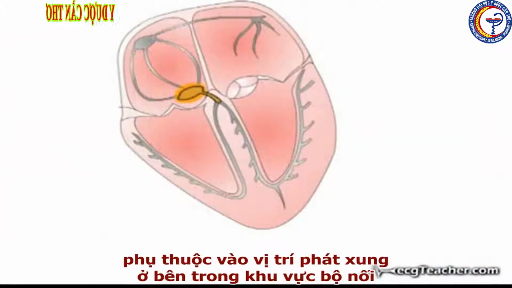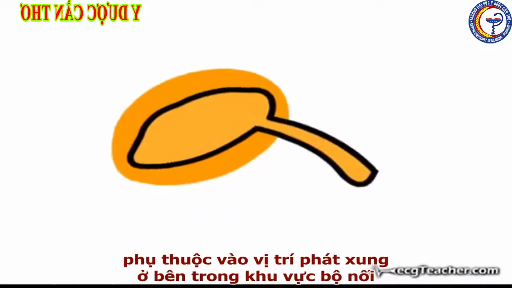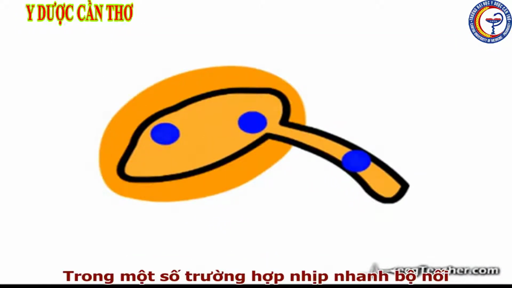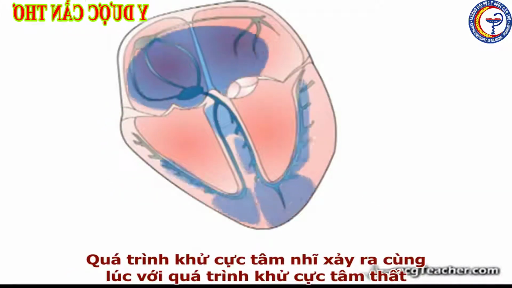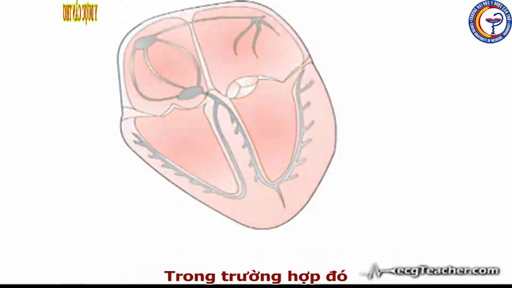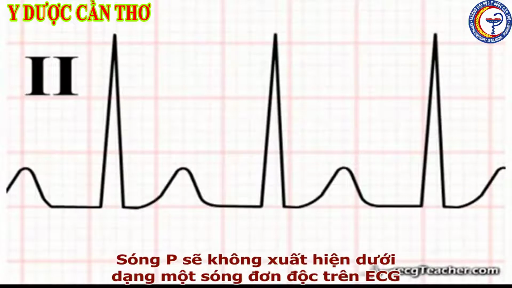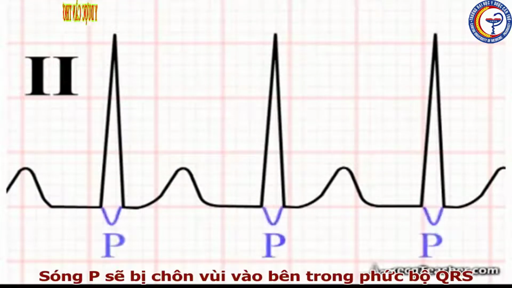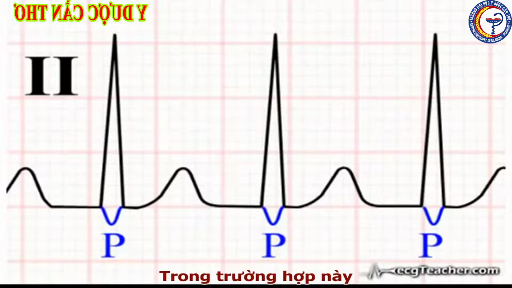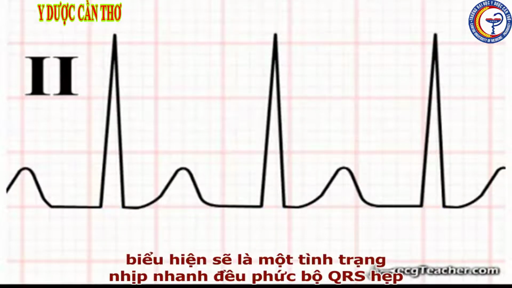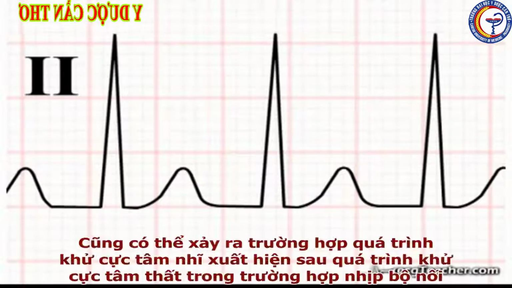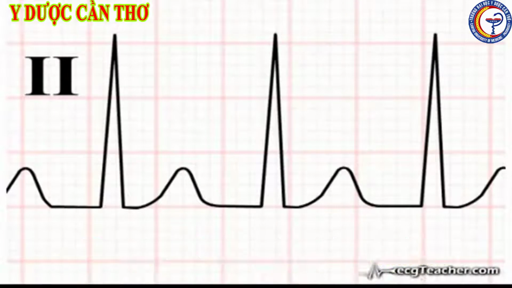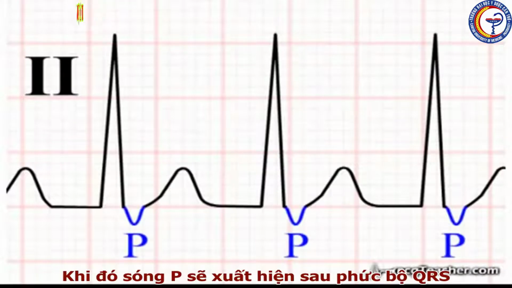In fact, depending on the site of origin of the discharge within the junctional region, in some cases of junctional tachycardia, atrial depolarization may be coincident with ventricular depolarization. In such cases, the P wave is not visible as a separate entity on the ECG readout, being buried in the QRS complex. In this scenario, we see a regular, narrow complex tachycardia with no obvious P wave activity. It is even possible for atrial depolarization to follow ventricular depolarization in a junctional rhythm, with the P wave occurring after the QRS complex.